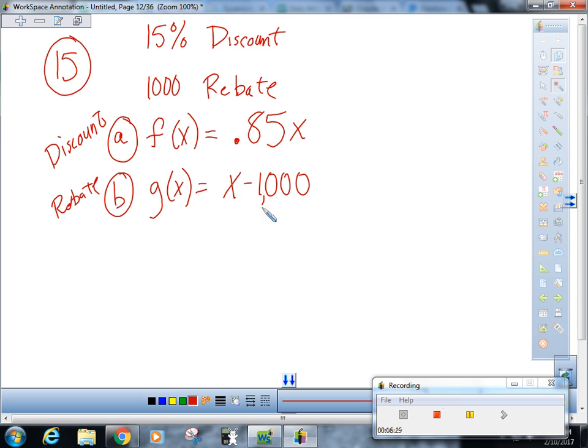Now, C says, suppose the listing price of the car is $18,000. Use a composite function to find the price if the discount is applied before the rebate. So what are we applying first? The discount. So we will do 0.85 times 18,000, and what do you get for that? $15,300.